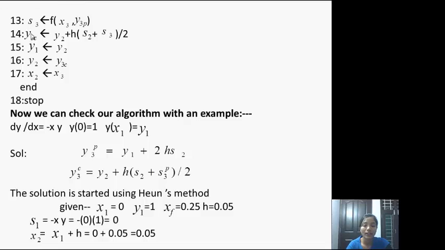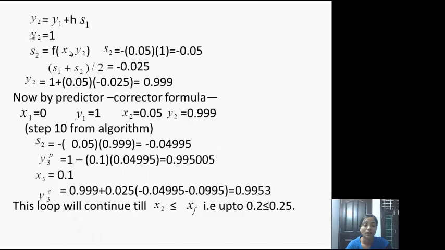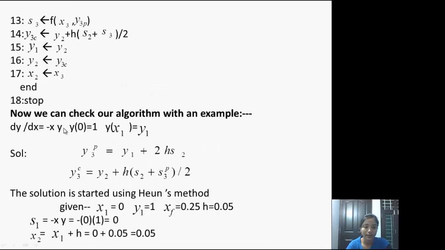So now we can check our algorithm with an example. Here is our equation, dy by dx equals minus x times y, that is minus xy, and y of 0 equals 1. We have our second equation, y of x1 equals y1. By this we can see that x1 is 0 and y1 is 1, and our formula for extrapolating y3, predicted and corrected, is this. The solution starts from Heun's method by our algorithm. So the value of x1, y1, xf, which is given as 0.25, and h is 0.05.